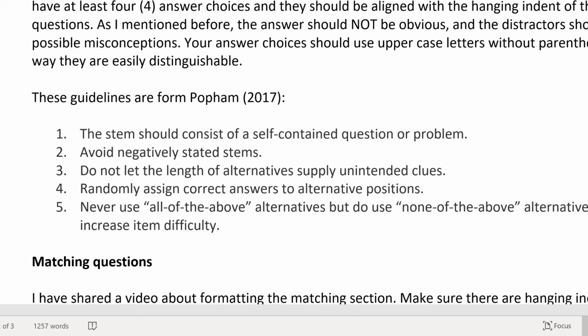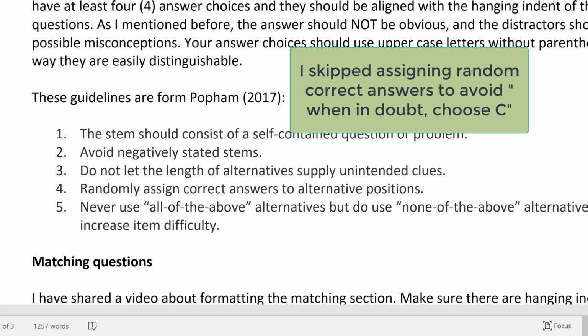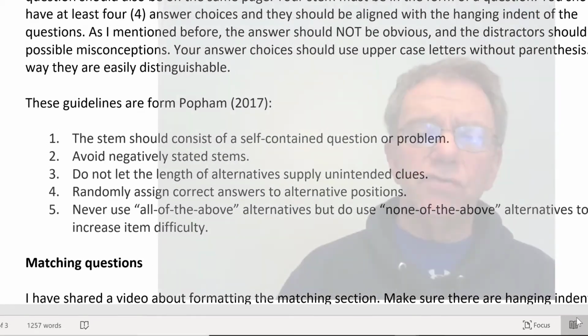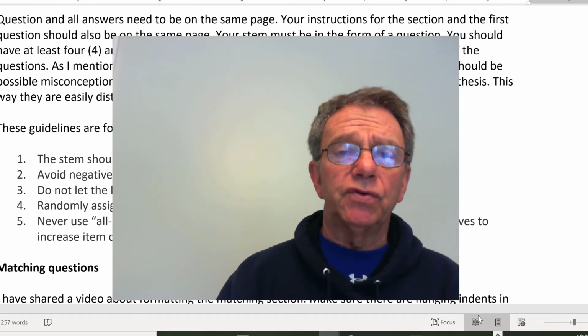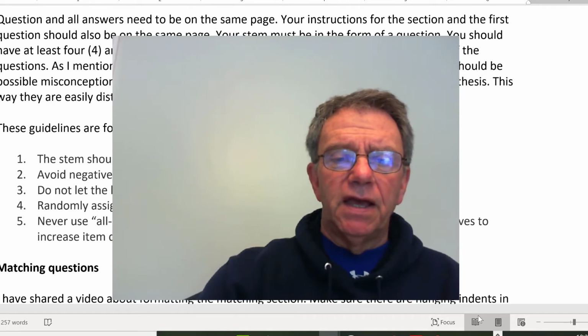Never use all of the above. That's part of the rubric. And I explained to some people why that is, because all you have to do is find one that isn't, and now you know the answer, all of the above. You can eliminate that as well. So you've already eliminated half your choices if you only have 4. But do use none of the above. So you can use none of the above as an alternative to increase the difficulty.